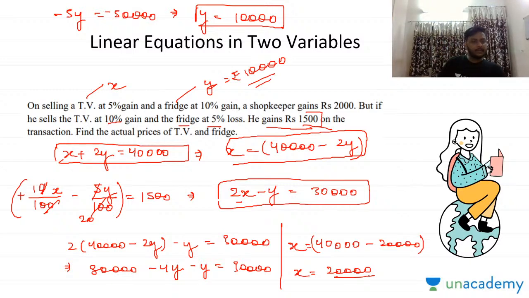Guys, we got this. Are we clear till here? So now if you see, guys, your x is what? Your x is equal to 20,000 and your y is equal to 10,000. Yes or no? How many of you got this? Clear? Makes sense to you? Which means the cost of TV is what? Which means the cost of TV is 20,000 and the cost of your fridge is what?